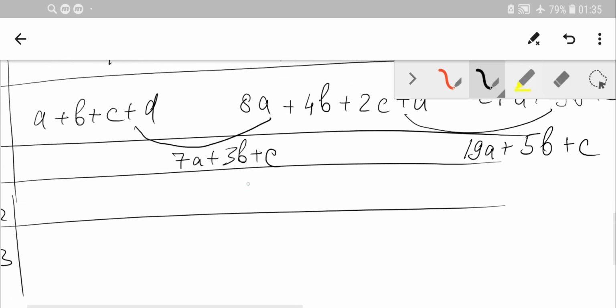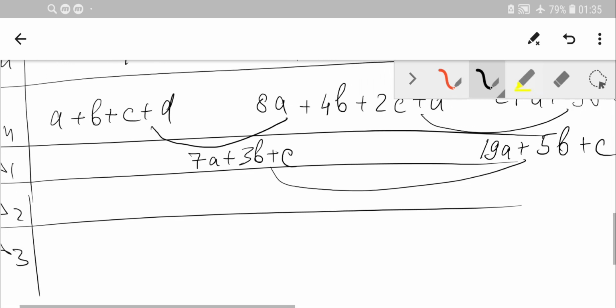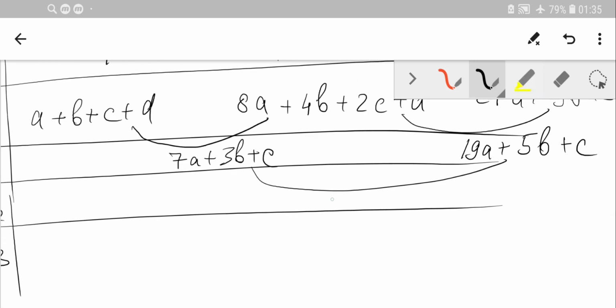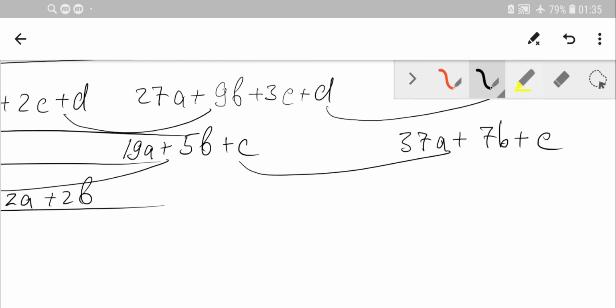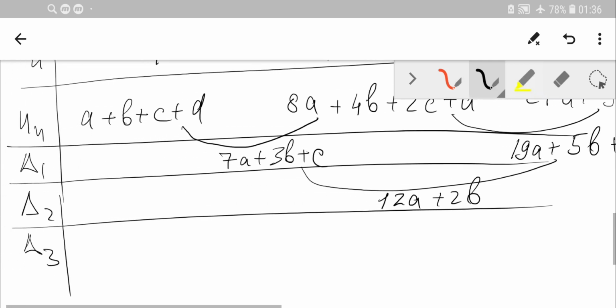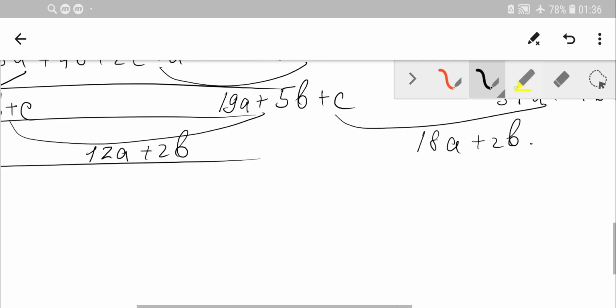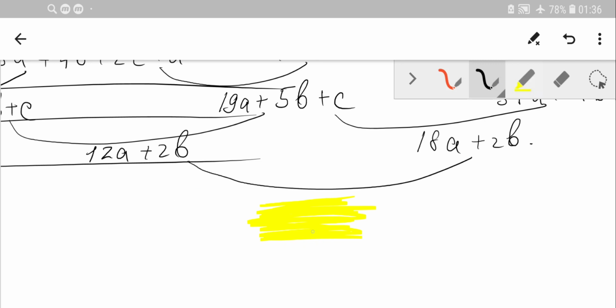Now our goal is to eliminate c, so we're going to take the second difference. We will arrive at 12a plus 2b. So we eliminate c, then we do the same for the other two terms, and we'll have 18a plus 2b. And the last step, the bottom line of our process, is to get a. So we take the difference and we get just 6a because 2b will be cancelled.